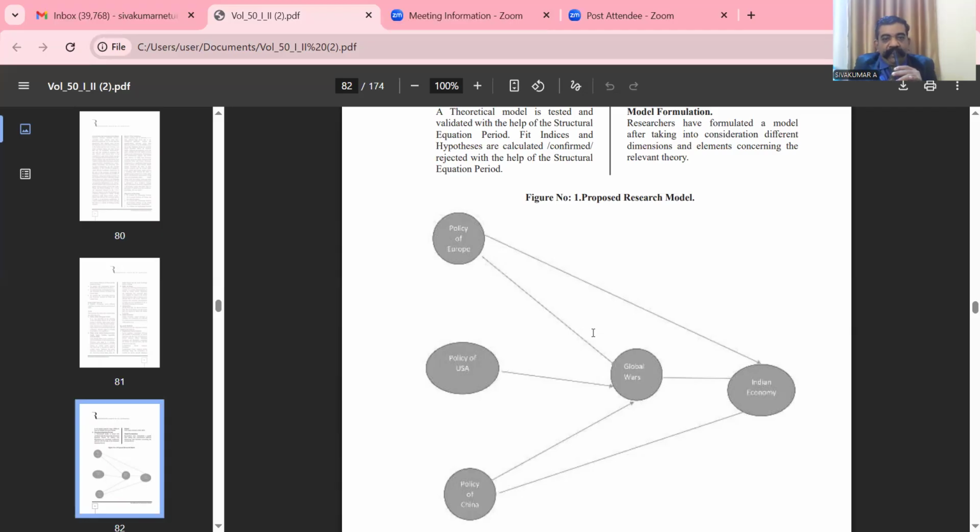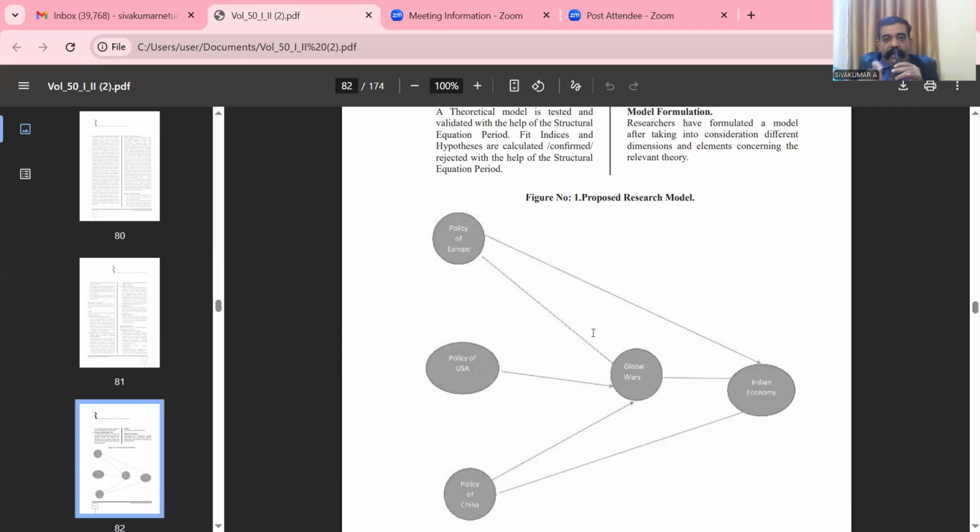First, policy of Europe. There's a relationship between policy of Europe and the Indian economy. Then there's a relationship between policy of Europe and global wars. There's a relationship between global wars and the Indian economy. There's a relationship between policy of USA and global wars. There's a relationship between policy of China and global wars.